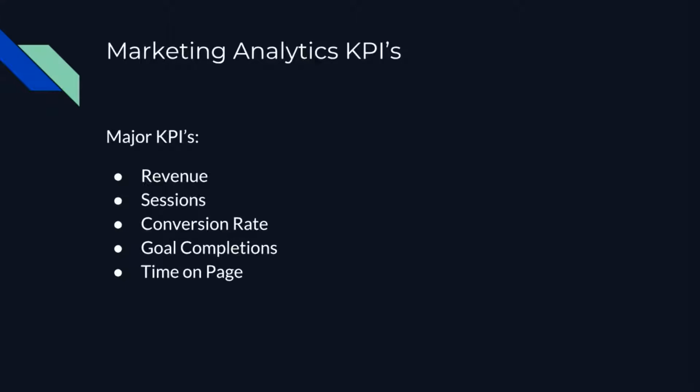Goal completions. A goal is some type of action that you define within Google Analytics. An example of this is an email sign-up form. So someone logs on your website and they go to your blog and they say, man, I really like your content. So they sign up for your email list so they can continue to get more of that. So anytime someone does that, that goal would be tracked in Google Analytics.